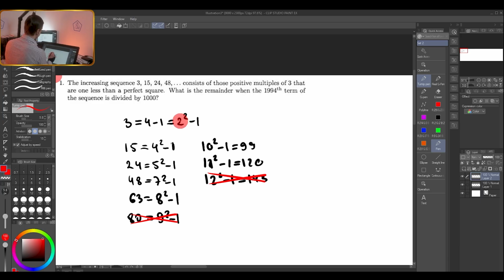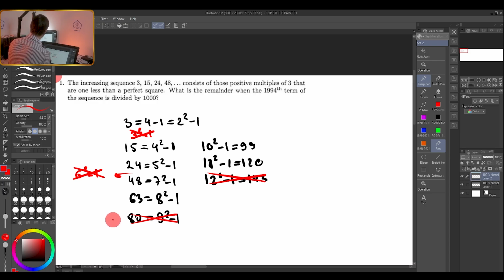Let's look. For example, here we have 2 squared minus 1, and here we immediately have 4 squared minus 1. It means that probably if we look at 3 squared minus 1, it is 8, and it is not a part of our sequence again. So 4, now we jump to 5, and from 5 we immediately jump to 7. And it means that probably 6 squared minus 1 was skipped, and indeed it is 35, and it is not a part of our sequence because 35 is not divisible by 3.